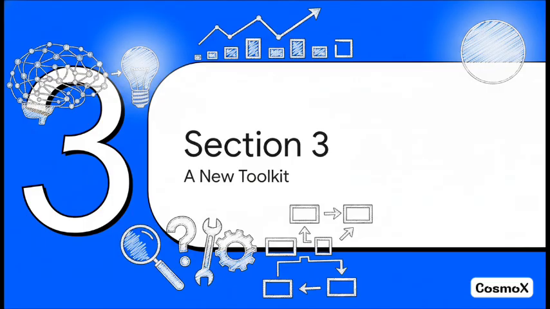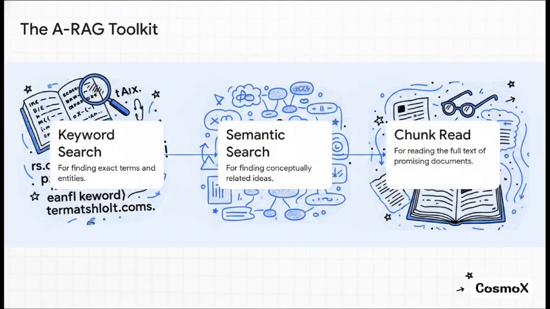Okay, so if the AI is now in charge, how does it actually think? That brings us to Section 3, where we're going to look at its brand new toolkit. So agentic RAG, or ARAG, gives the AI 3 core tools, and they work a lot like how you or I might do research. First, it can do a keyword search. Think of this like looking in a book's index for an exact name or a specific term.